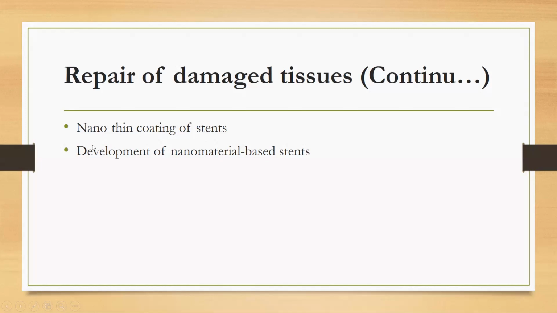Number two, we can also develop nanomaterial based stents. Nanomaterial based stents would be more beneficial as compared to the metal based stents or the plastic based stents, and it is thought that they would avoid all those problems: the scar development, the infection, or the bleeding that is associated with metal or plastic stents. So this is how nanotechnology could help in the repair of the damaged tissue in case of cardiovascular diseases.